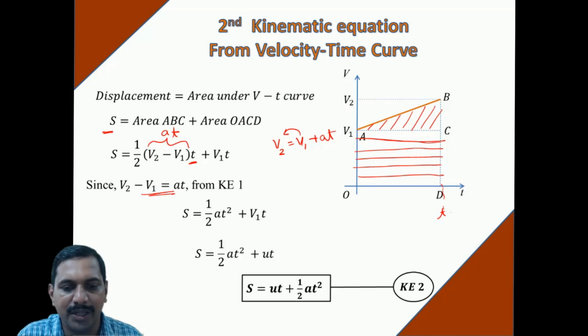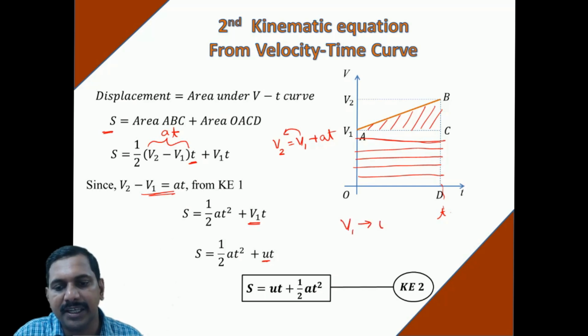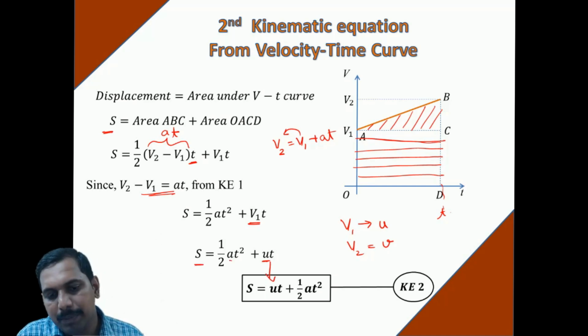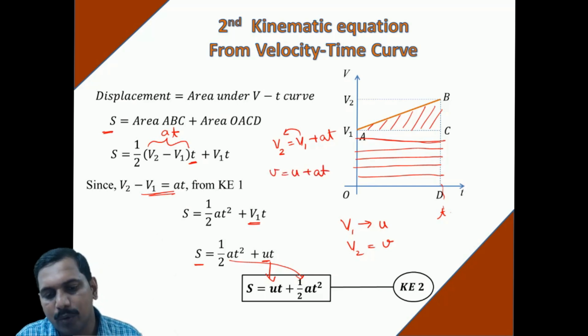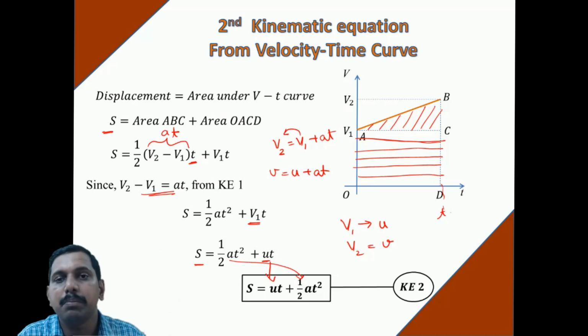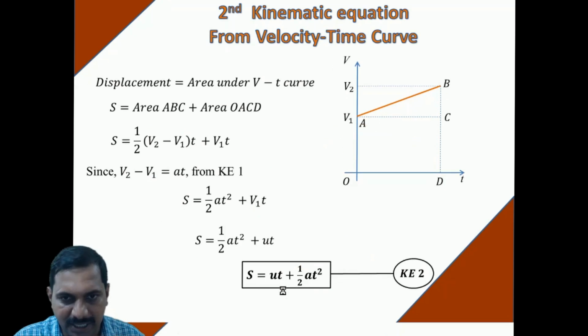Now what is the difference here? As we know, we have changed it to u, right? Because for initial velocity V1, it's a general convention that we write it as u, and V2 we write as small v, right? So s is equal to ut plus half at square. This would be the second kinematic equation, very, very important. First one was v is equal to u plus at. Second one would be s is equal to ut plus half at square, right? Very, very important one.